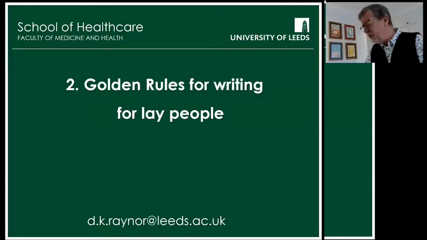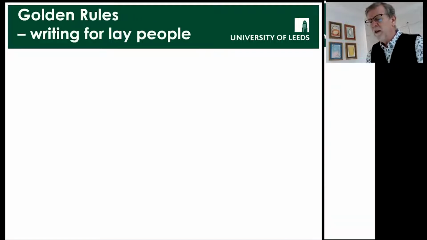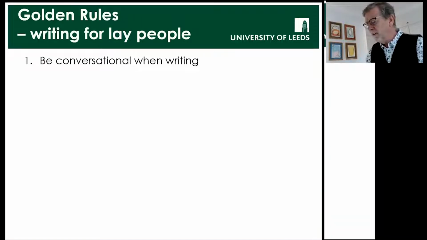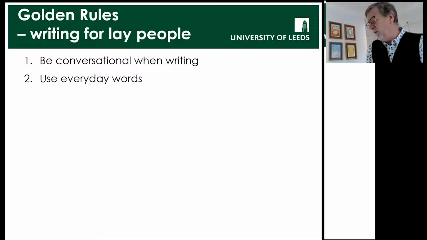So I said just now that when you've tested, you then need to apply the rules of good practice in information writing and design. So what are these golden rules, as I've called them? Be conversational when writing. Most people are used to communicating by listening and talking. They're not so used to communicating through writing. So if you're conversational in the way that you write, you're reaching out to people who are used mostly to conversation. Use everyday words. Now, you may think this is common sense, but so often we don't use everyday words.